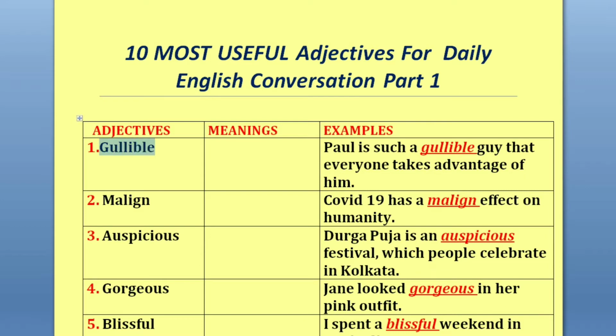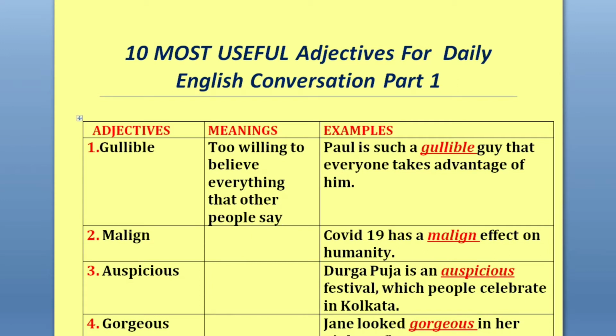As you see on your screen, the first adjective which we have on our screen is gullible, right? Let me pronounce it once again. It's gullible. Okay, and let me explain the meaning. Gullible means a person who can be easily deceived or tricked, or a person who is too willing to believe everything that other people say. That's the meaning. So I'm typing the meaning.